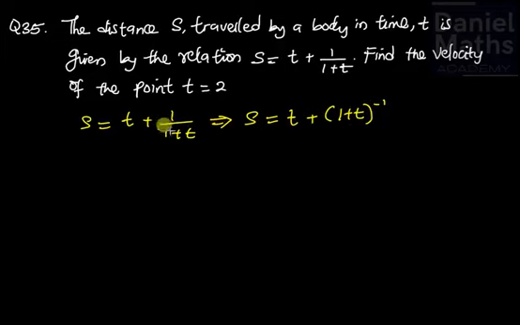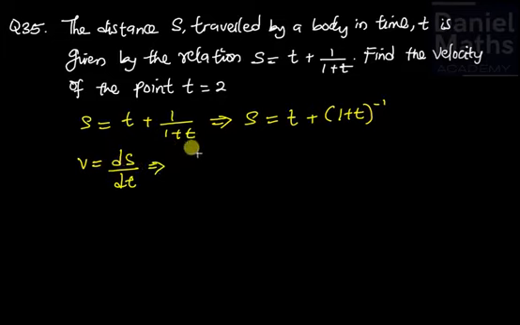Now this way we can go ahead to differentiate because we've linearized everything. So we are asked to find the velocity, but recall that velocity is equal to the derivative of distance with respect to time. So when we differentiate s with respect to time, that will give us the velocity of the body, of the motion traveled by the body. So let's differentiate this.